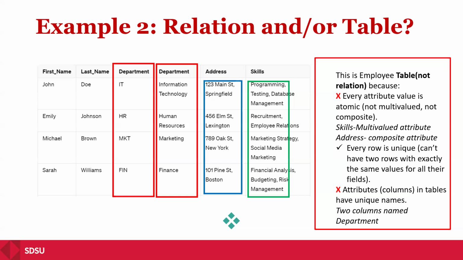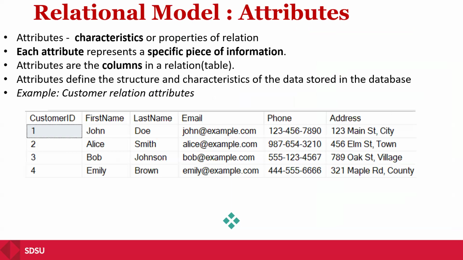Every row is unique. However, we have two columns or attributes that have exactly the same name, department. So that is why this is not a relation. Okay, so we talked about relations. We know what a relation is. Now let's talk about attributes.